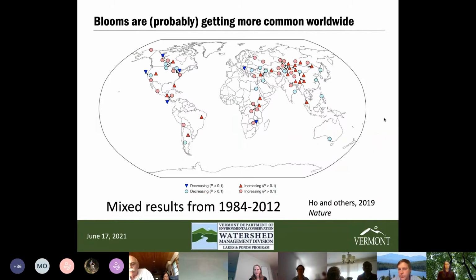However, if you look at a more short term, this data set just goes from 1984 to 2012 using satellite data, you see a much more mixed picture, particularly in areas like North America. You see some lakes with increasing trends in cyanobacteria shown in red and pink, some with decreasing trends shown in the blue colors. So the takeaway is that over the long term, we've seen increases, but once people became aware of the importance of phosphorus pollution and started taking action to control it, you started to see blooms decline in more places.